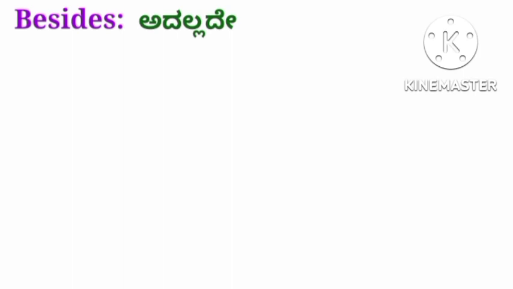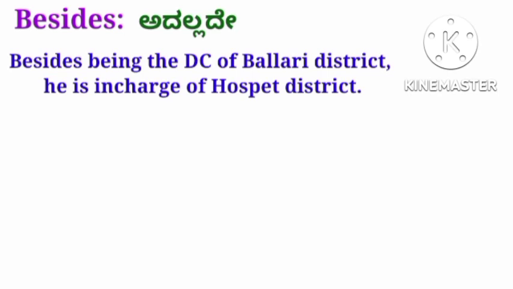Ega, besides idanna hege upayoga martive anta nodona. Innond vishaya, beside annodu ondu preposition kuda ide. Beside antandre pakkadalli anta artha. Adre idu bere, adu bere. Idu adallade anta artha kodutte. Besides being the DC of Ballari district, he is in charge of Hoskote district. Ballari jilleya DC iruvudallade avanu Hoskote jilleya in charge kuda agiddane.